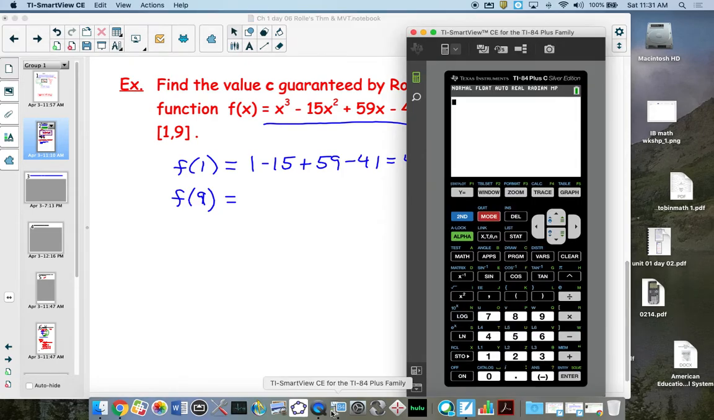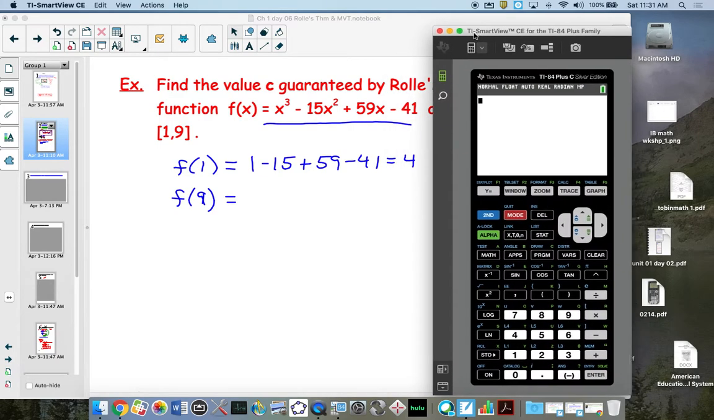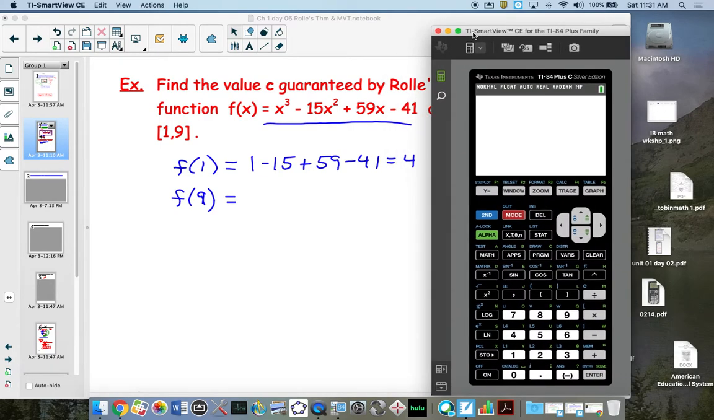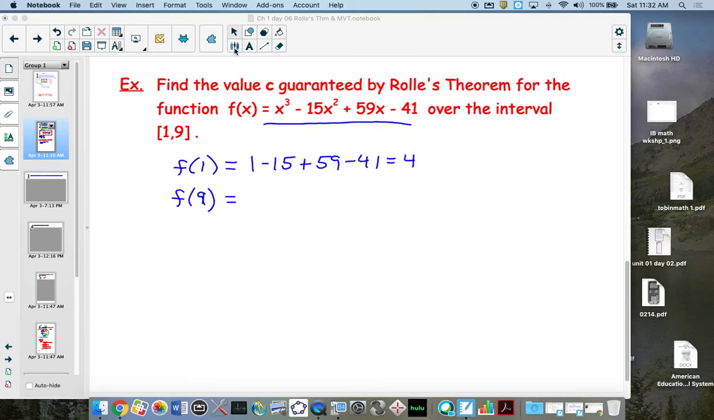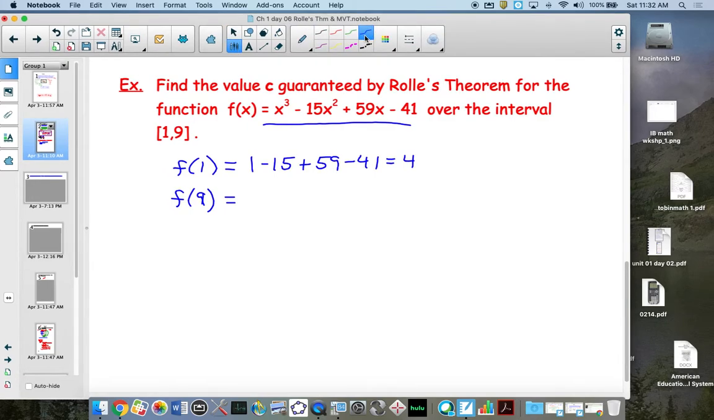So let's check. Let's do 9 to the third minus 15 times 9 squared and then plus 59 times 9 minus 41. Sure enough, we get a value of 4. So all the hypotheses of Rolle's theorem are satisfied, so now we're ready to go.